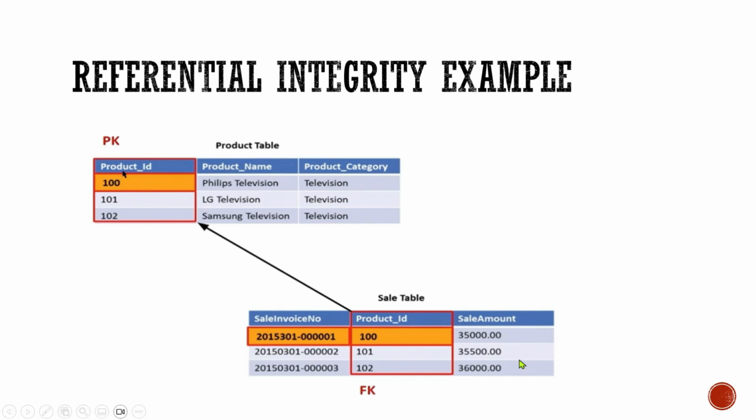Now here the product ID is 100, and these are the sales invoice numbers. Suppose he is buying this product. Tomorrow also, the same product ID will be created here with a new invoice number. You can see 100 even three times here. So duplicates are allowed here, but in the primary key it is not allowed.